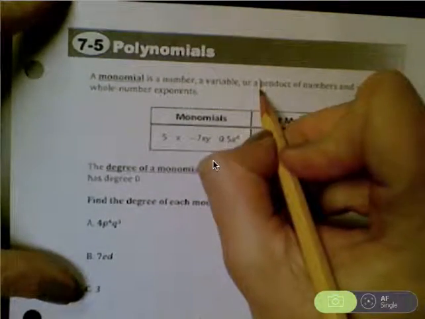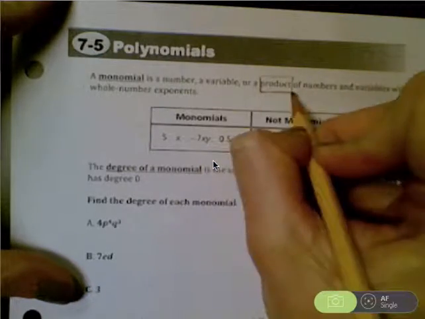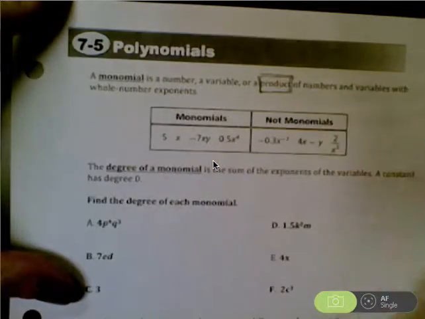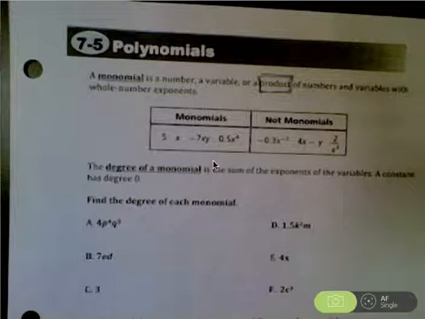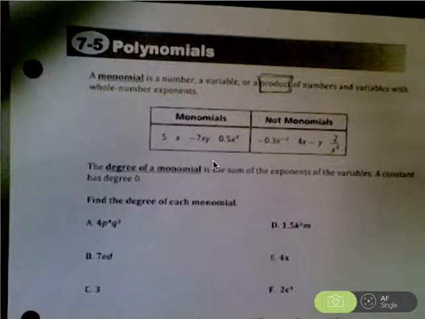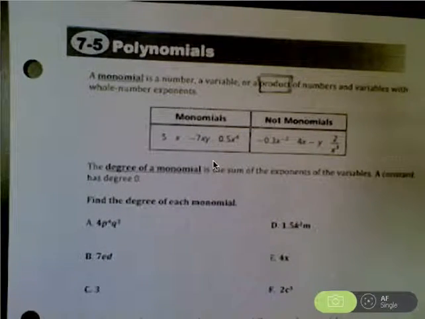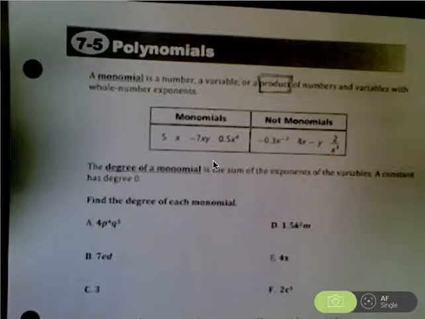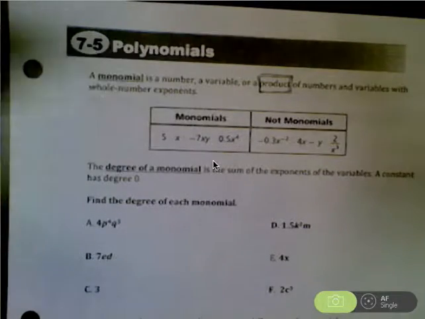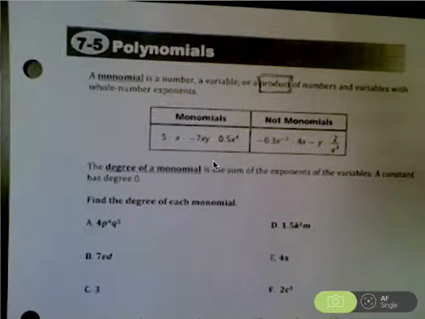So what does this word product mean? It's an answer to a multiplication problem. That's exactly right. So notice product is the only operation that is included. Multiplication is the only operation. So a monomial is basically numbers and variables being multiplied together. You won't see addition with monomials. You won't see subtraction. You won't see division. You will only see multiplication.